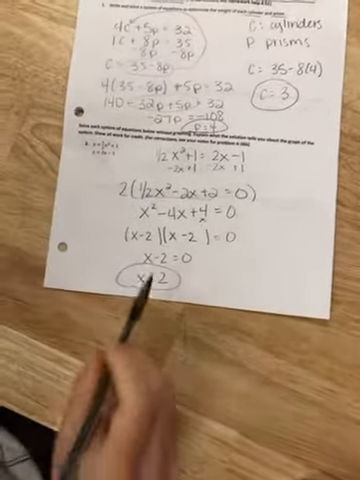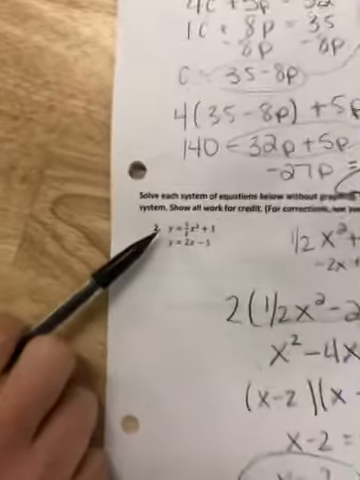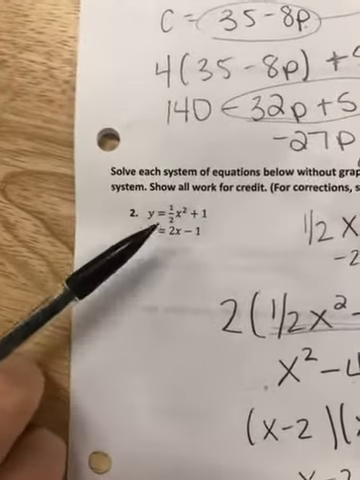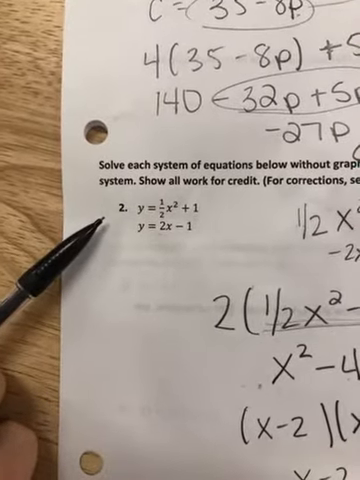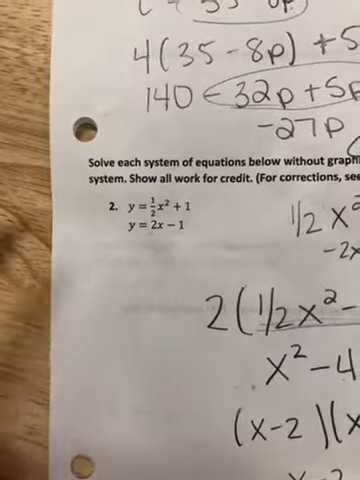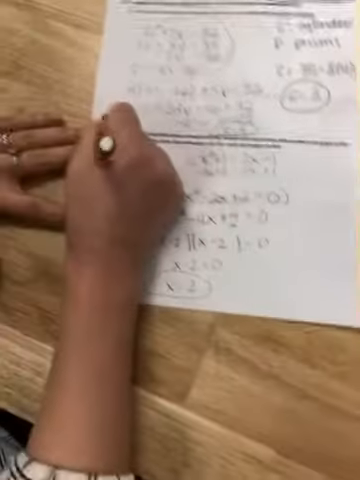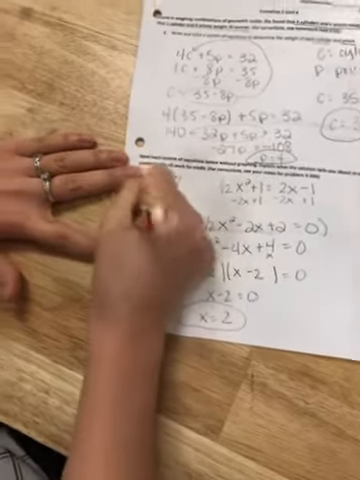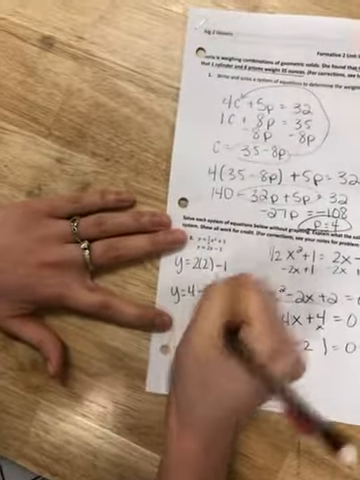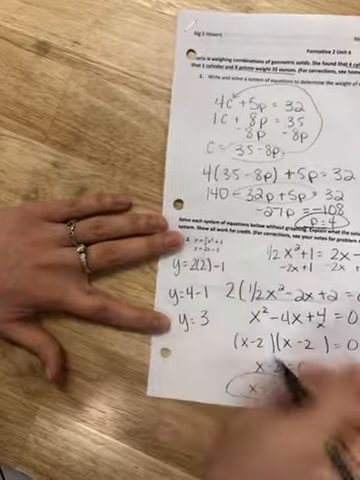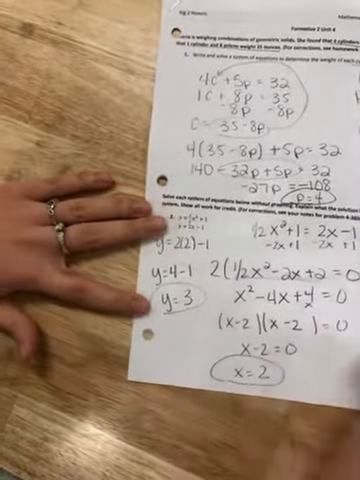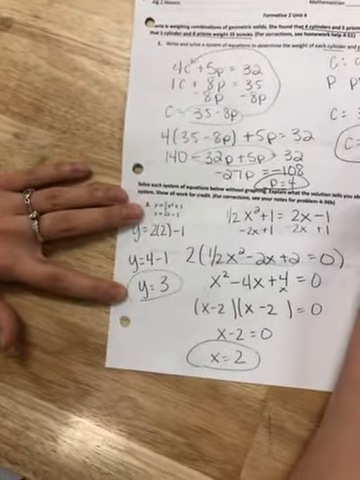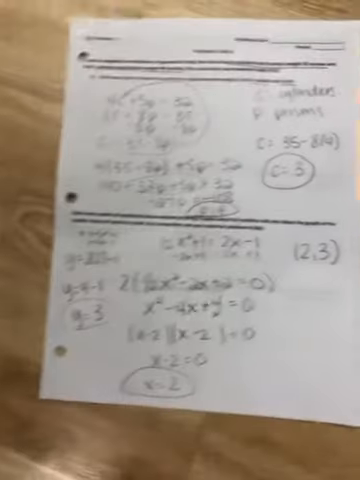Now from here, we need to look back up at what we were given. We were given 2 equations with 2 variables, x and y. We need to solve for both. So now that we have x, we need to plug this in and solve for y. A lot of people forgot to do that. So y is 3, which means our solution to the system is (2, 3).